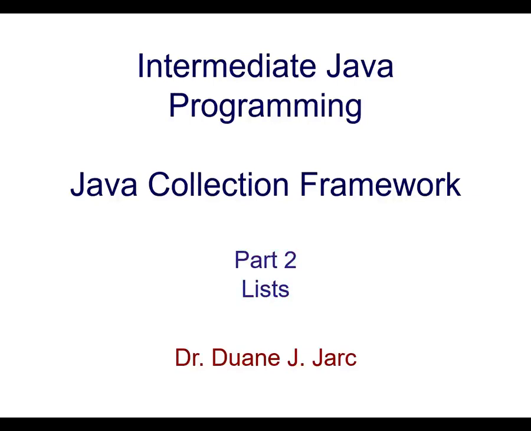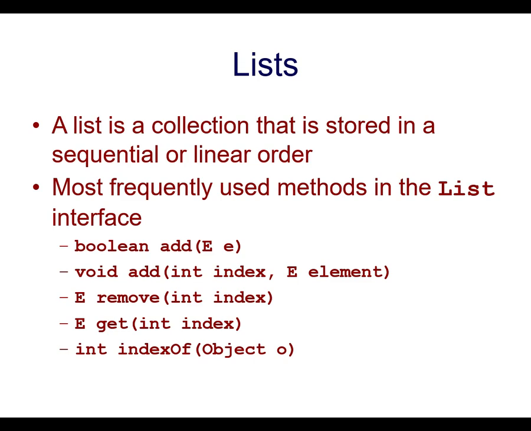In the second part of this video on the Java Collection Framework, we will discuss two implementations of the list interface, which are the array list and the linked list. We will provide an example that illustrates using an array list to create a sorted list. In addition, we will explain how linked lists themselves are implemented using an example of a stack implemented directly with a singly linked list. We begin with a discussion of the list interface.